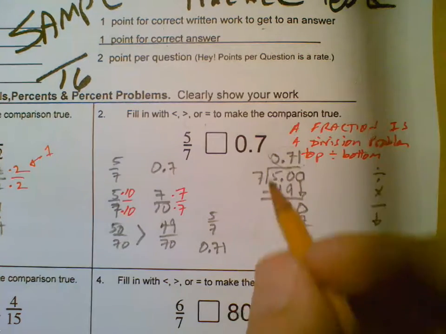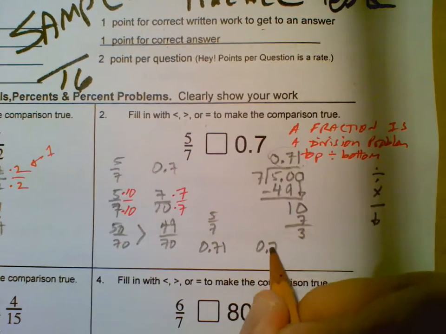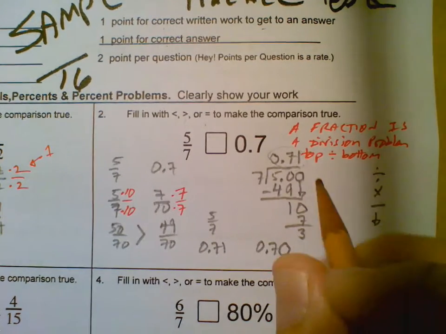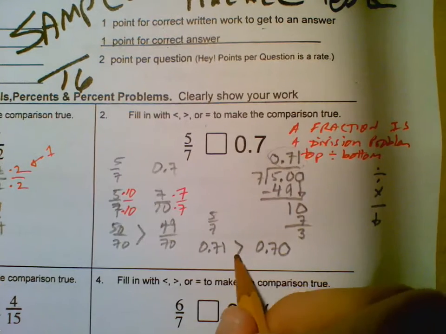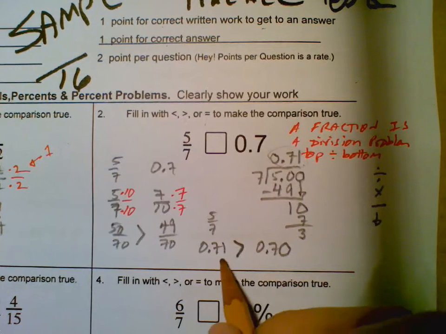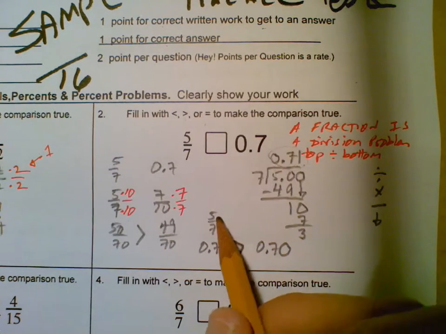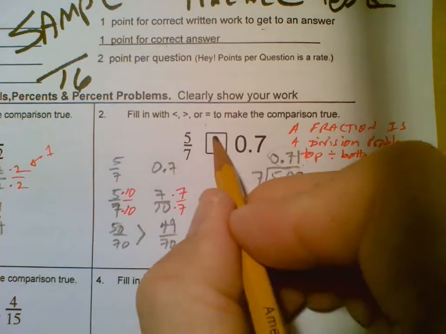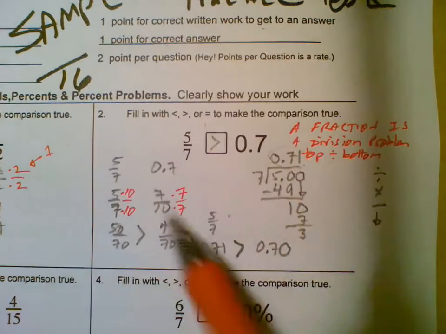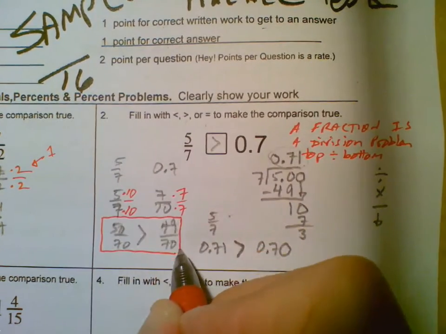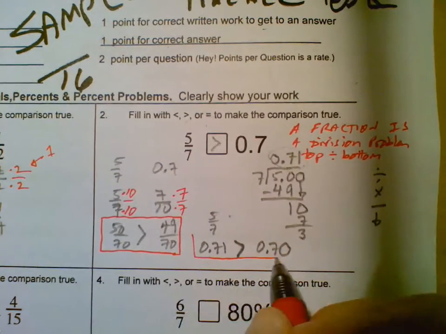And that's going to be enough to compare it to 7 tenths, because 7 tenths is the same as 70 hundredths. And I can see that 71 hundredths is greater than 70 hundredths, which again means that 5 7ths is greater than 7 tenths. Let me box my two answers.